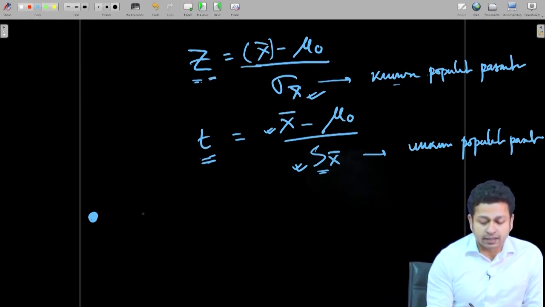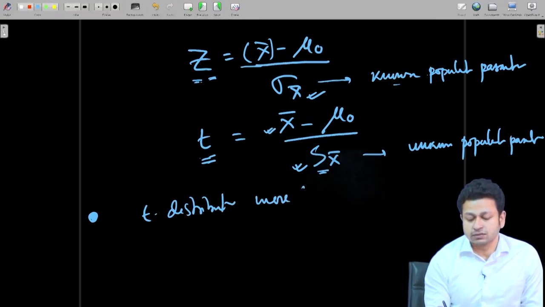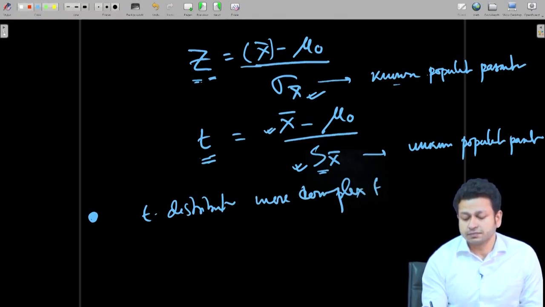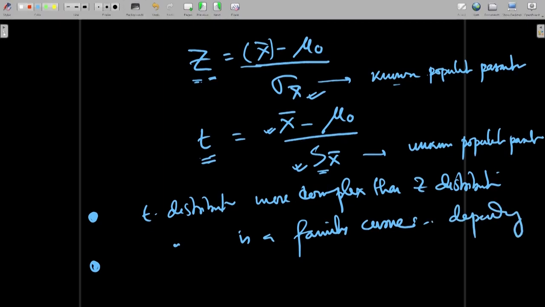Now, let us write down: T distribution is more complex than Z distribution, right. Another property of the T distribution is that it is a family of curves, and what I mean by that is that the family depends on the number of degrees of freedom. So, as the degrees of freedom change, your T distribution will essentially change.